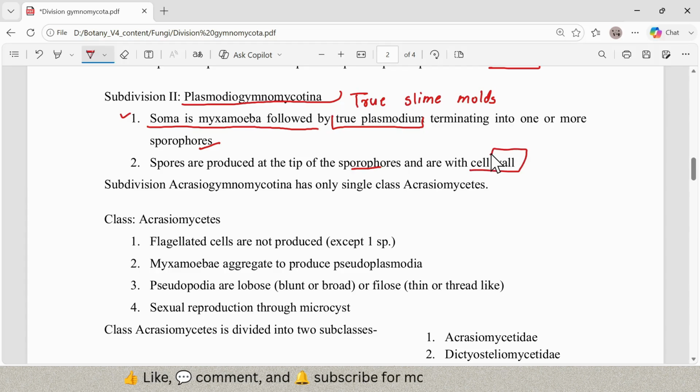That means here the members start as mixed amoeba but then they form true plasmodium. That means a large multinucleate mass. The plasmodium develops sporophores that produce spores, and again the spores have what? Cell wall.